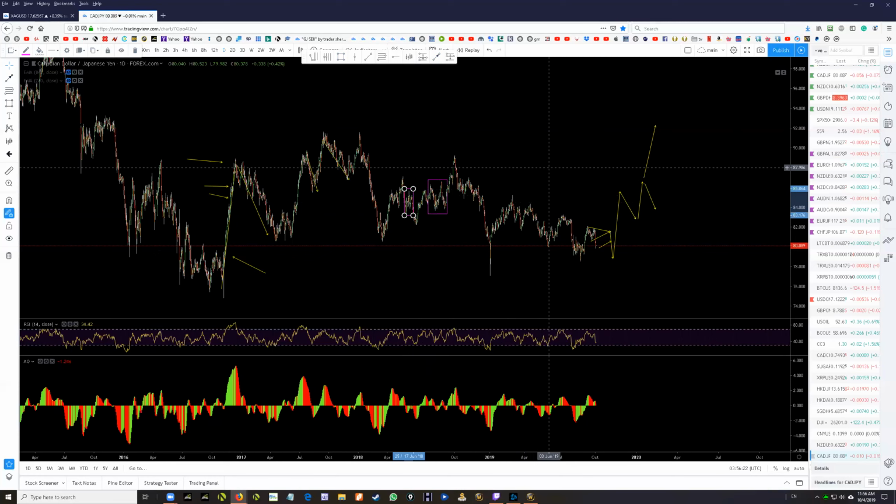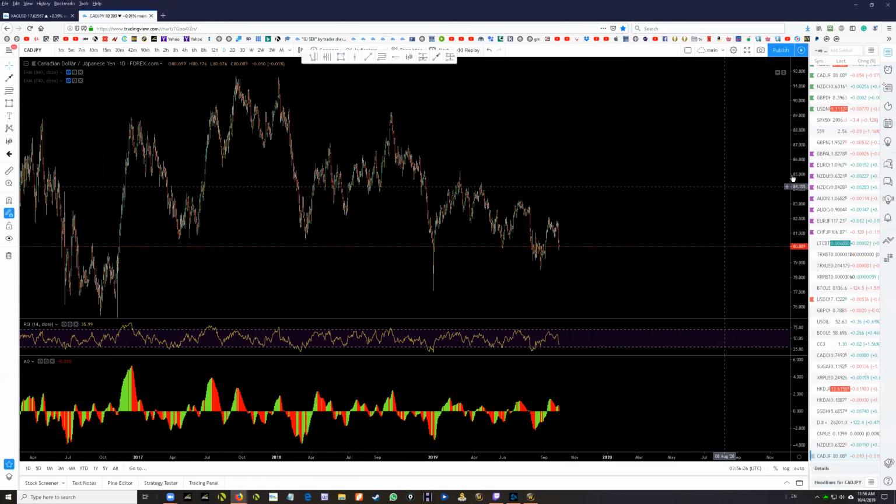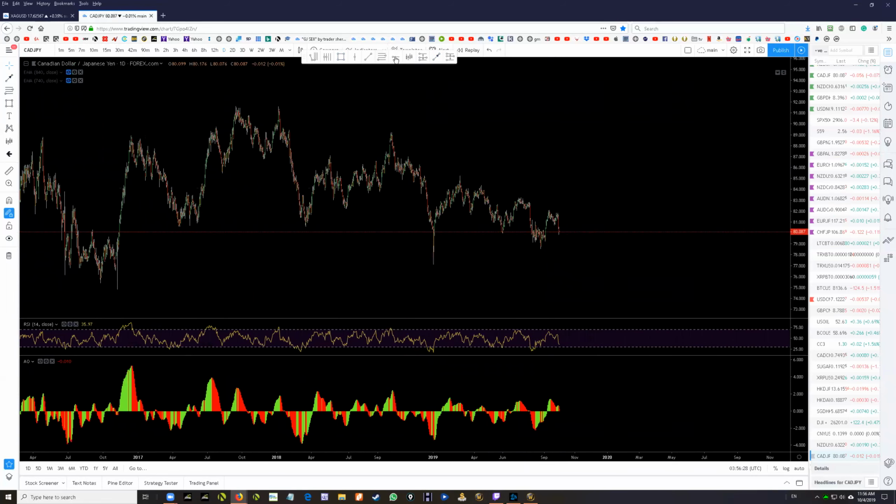So if someone was to ask me on the CAD/JPY, which way do you think it's going to go? It looks down for now. This looks down for now because you can see it's trying to hit targets.